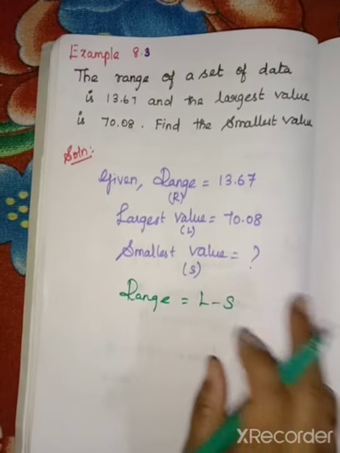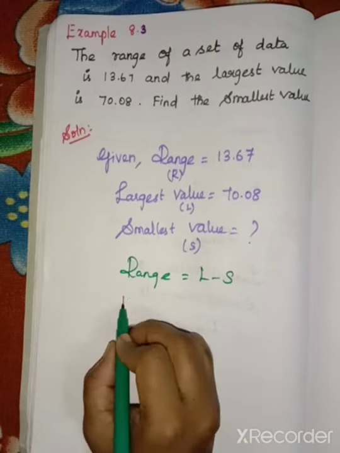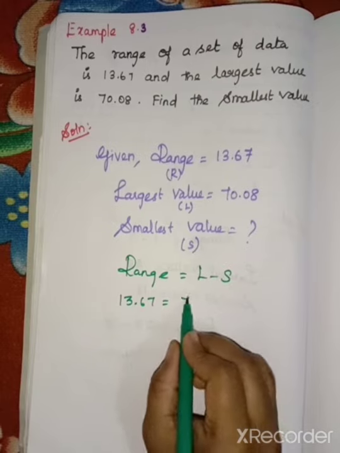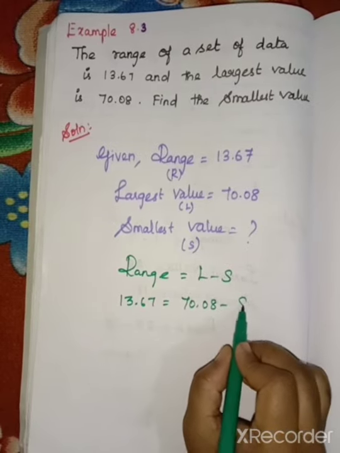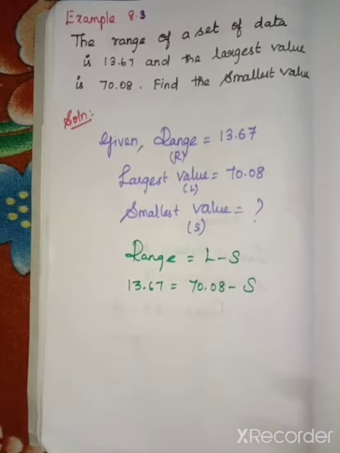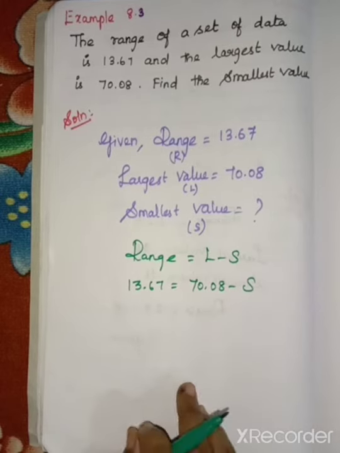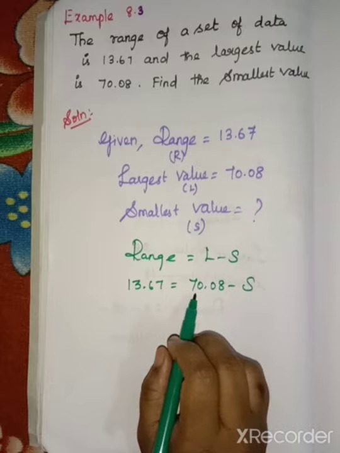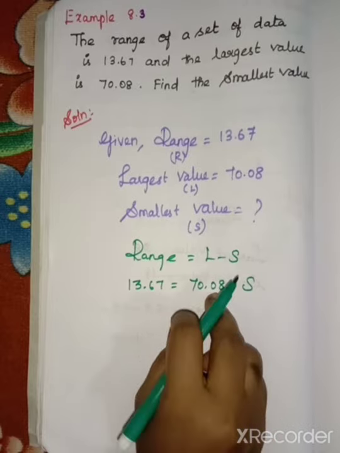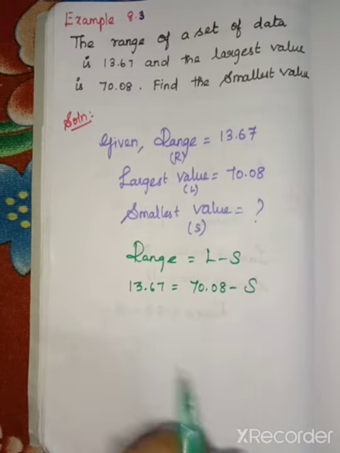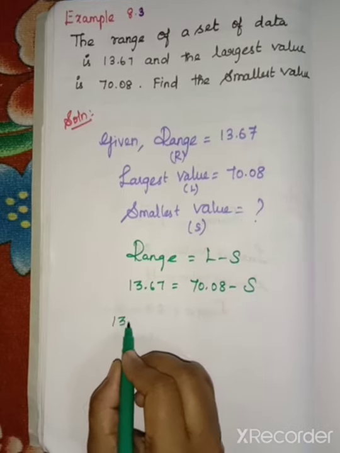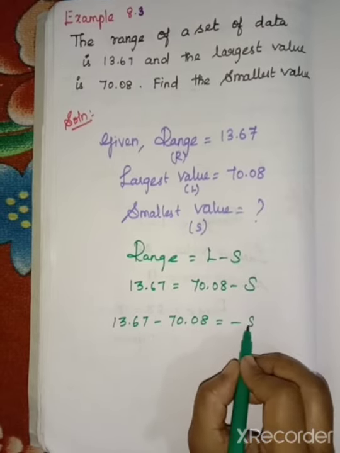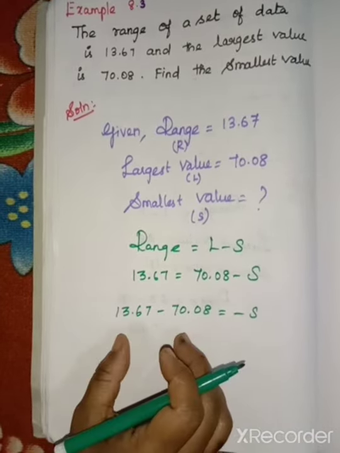So here we substitute the values. Range is 13.67 equals the largest value 70.08 minus S, because we don't know S, so write the same alphabet. Here the positive 70.08, when moved to the other side, becomes negative. So 13.67 minus 70.08 equals minus S. Here we want to subtract.